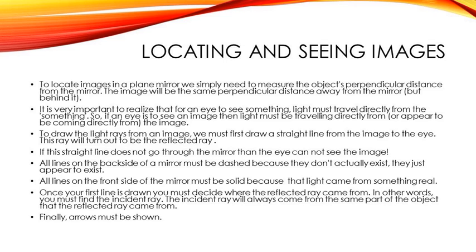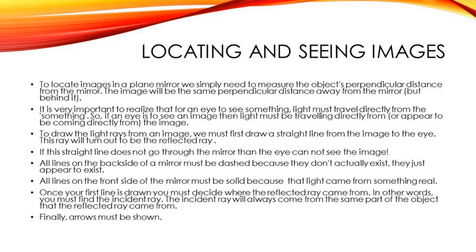To draw the light rays from an image, we must first draw a sight line from the image to the eye. This ray will turn out to be the reflected ray. If this straight line does not go through the mirror, then the eye cannot see the image. All lines on the back side of the mirror must be dashed because they don't actually exist. They just appear to exist. All lines in front of the mirror must be solid because the light came from something real.